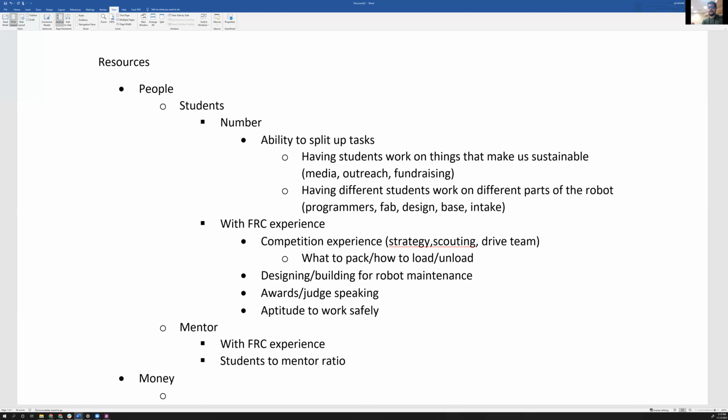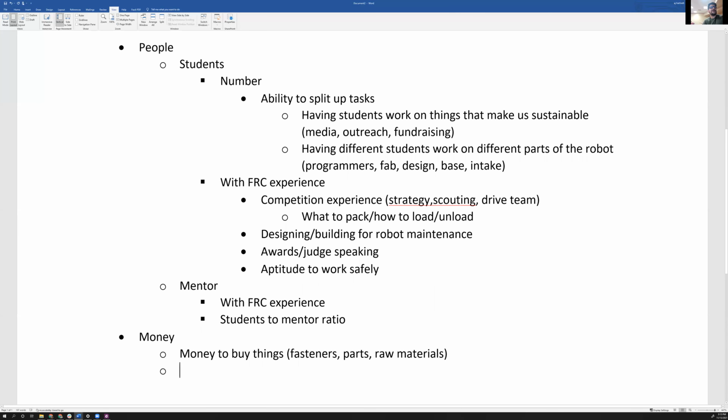All right, so in what ways is money a resource? If we try to break this down into categories where we could put it as abundant, critical, or other, what kind of things can you think of? Money to buy things: fasteners, parts, raw materials, etc. We can't buy people, although we can buy thank yous for sponsors. Ty?